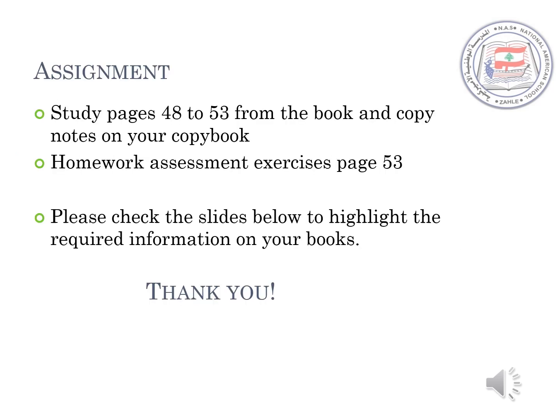As an assignment for next time, please study pages 48 to 53 from the book and copy your notes in the copybook. Homework assessment exercises on page 53, and check the slides below to highlight the required information in your books. Thank you.